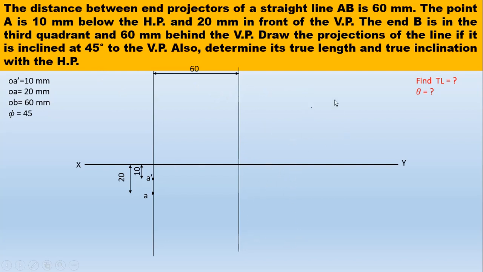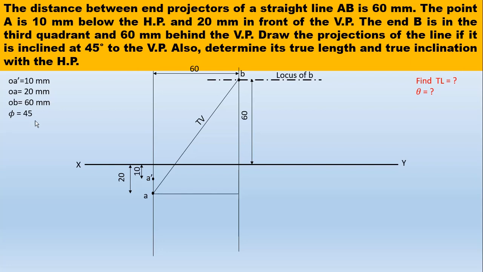So 60 mm behind VP from XY line, locate the point B. So this is nothing but point B. You have point A, you have point B. Join AB. That will give you top view. Now intersection point of these two will give you locus of B. You have true inclination with respect to VP, phi.